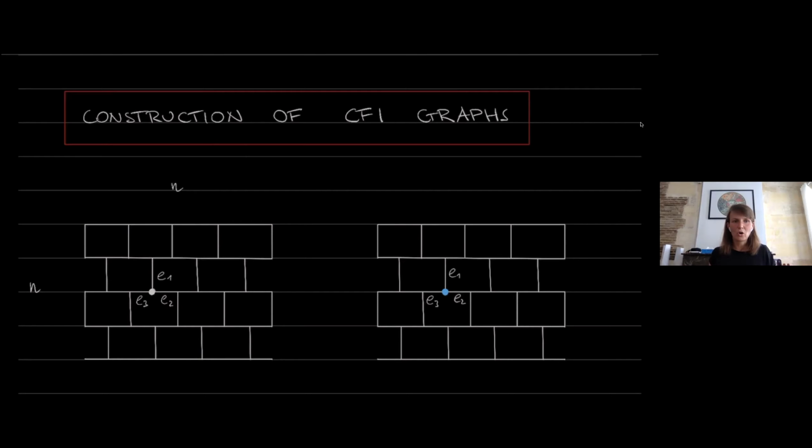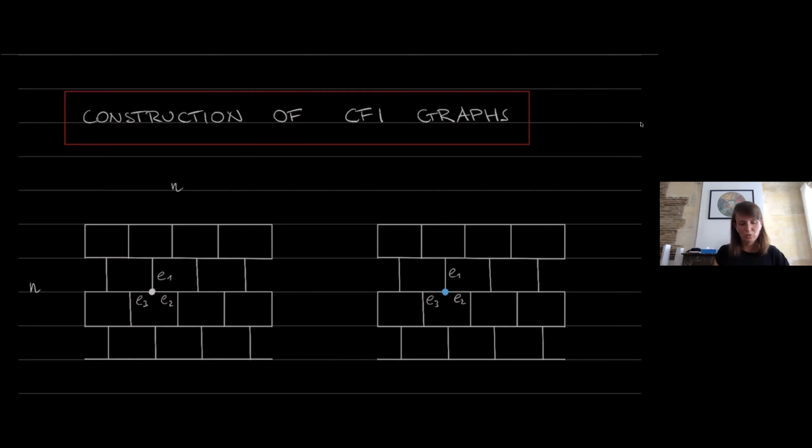You basically encode, in some sense, the Cai-Fürer-Immerman formulas as a graph. Although I think that the connection between this construction and those formulas wasn't immediate. Also, I think this is not exactly the original way they define it. I think this is a slight modification, which was done later, this exact presentation.